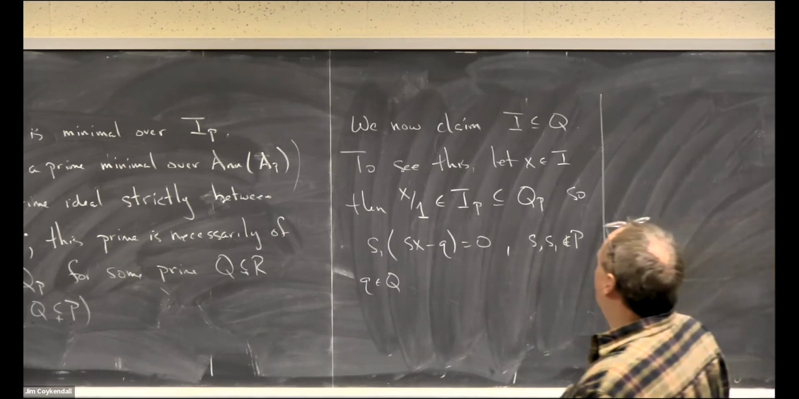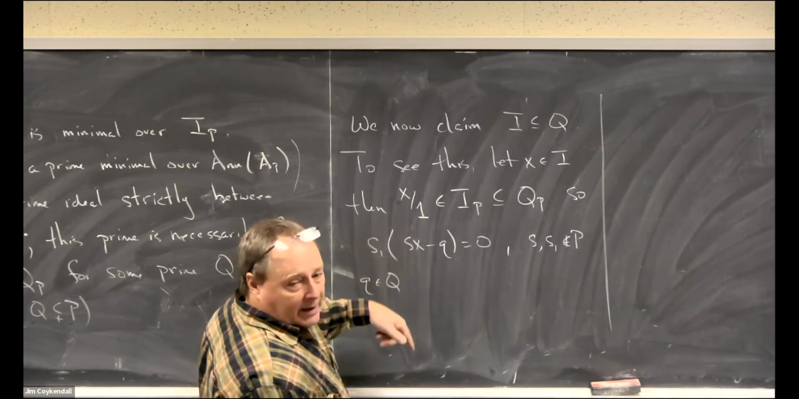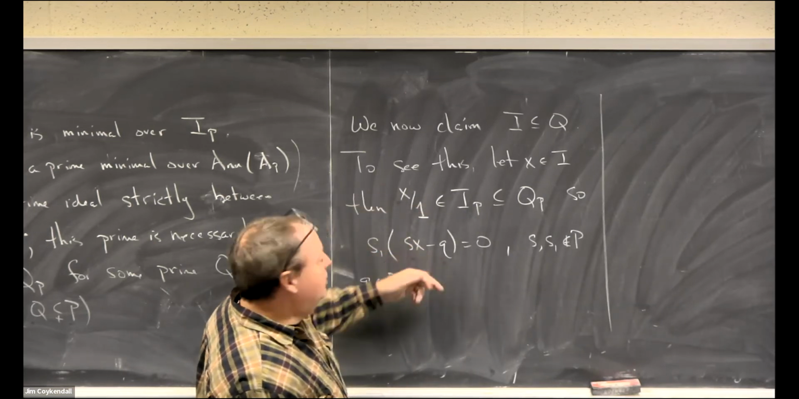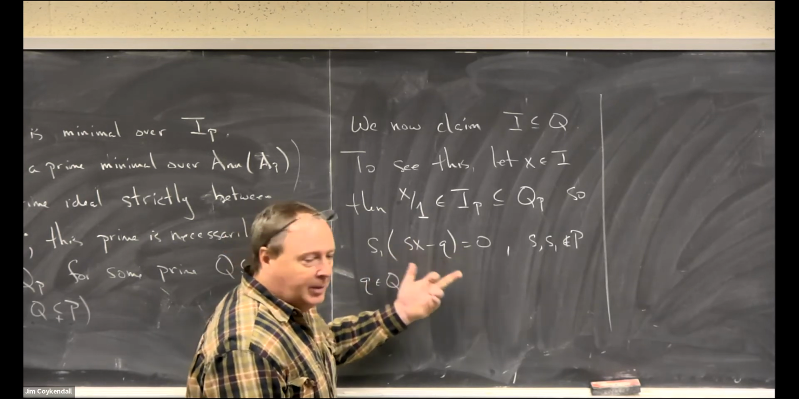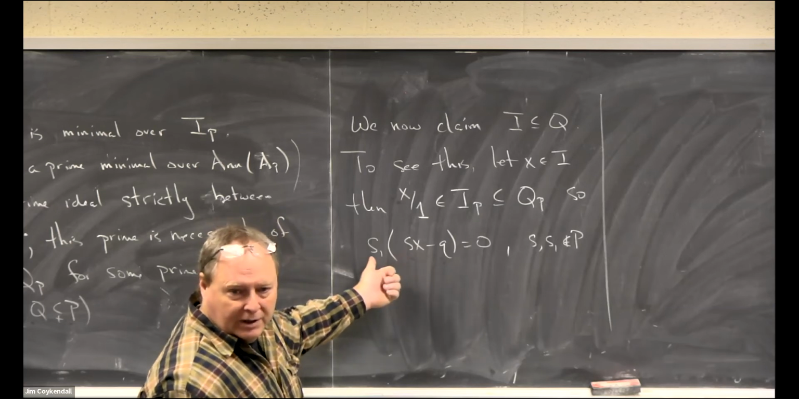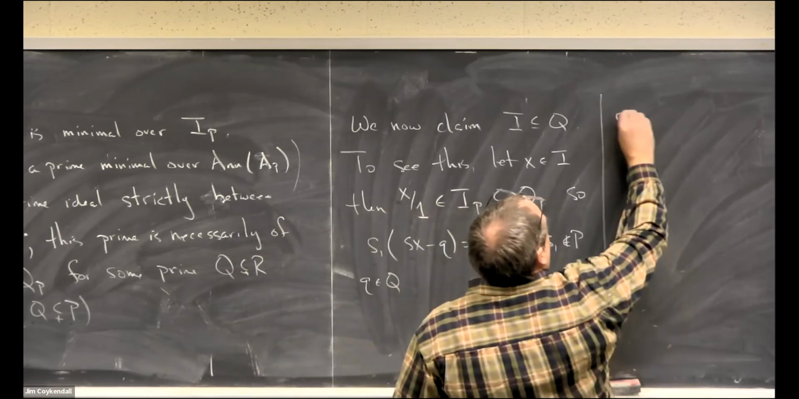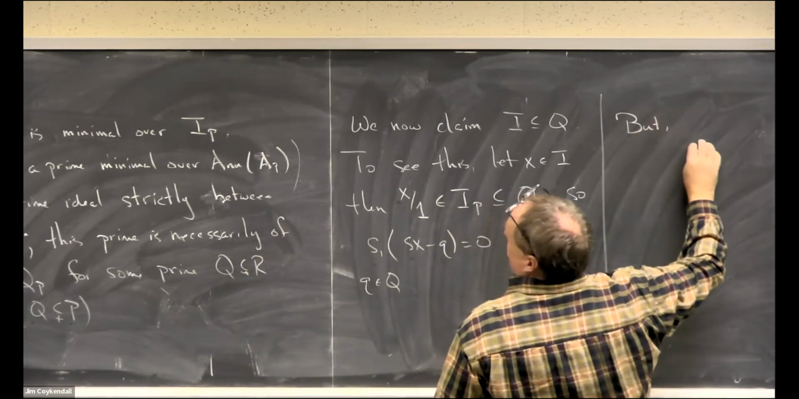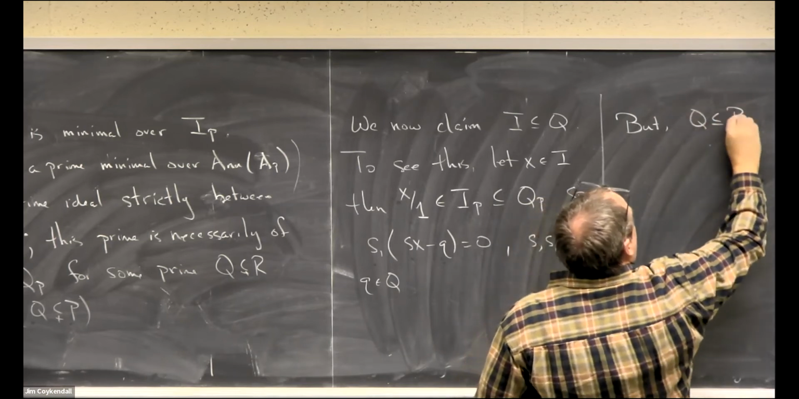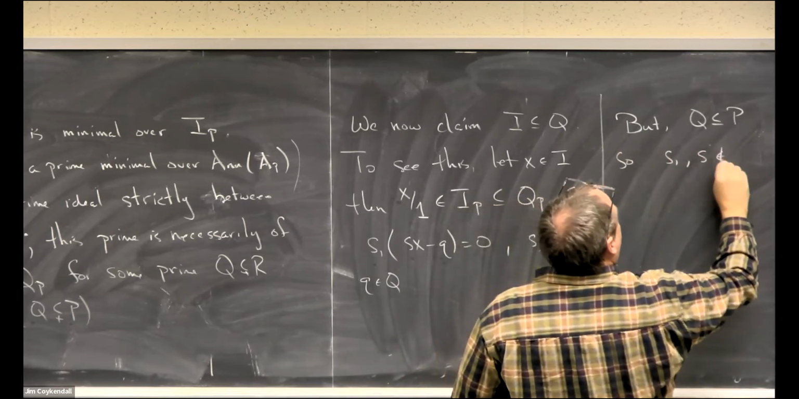Because this is what it means. This X over 1 has to be Q over S, right? So it means Q minus SX, or SX minus Q, times some other element, because this might not be a domain, so you need S1 times this to be 0. But Q is in P. So S1 and S are not in Q either.